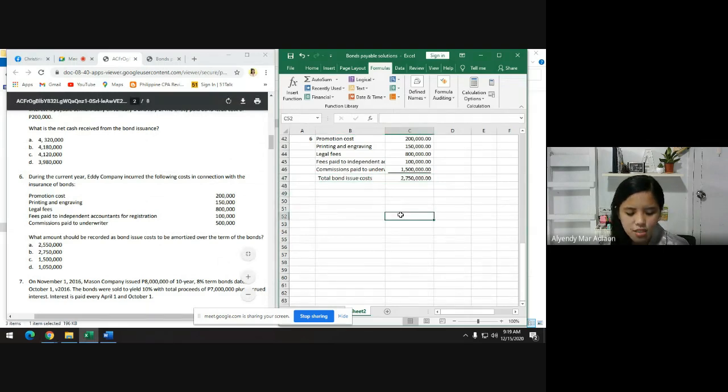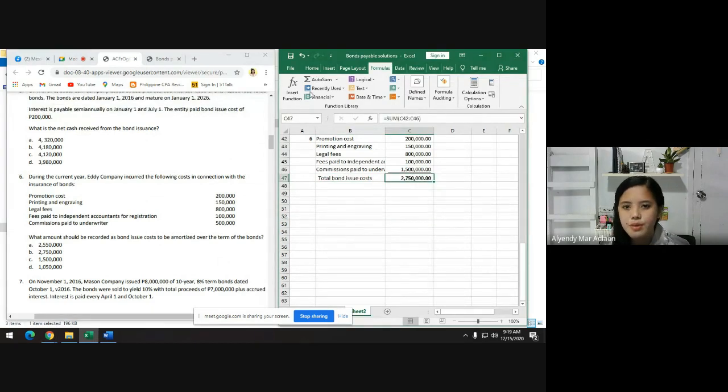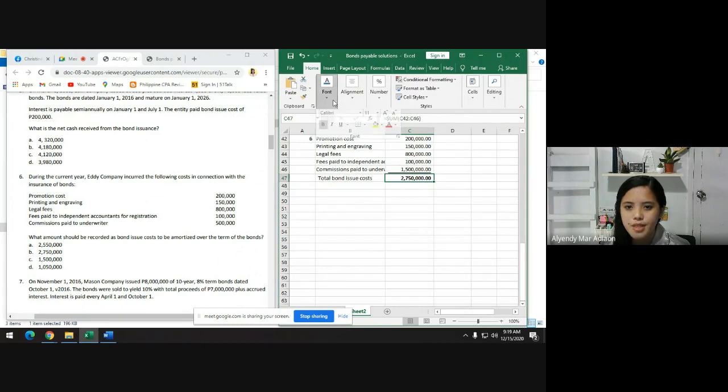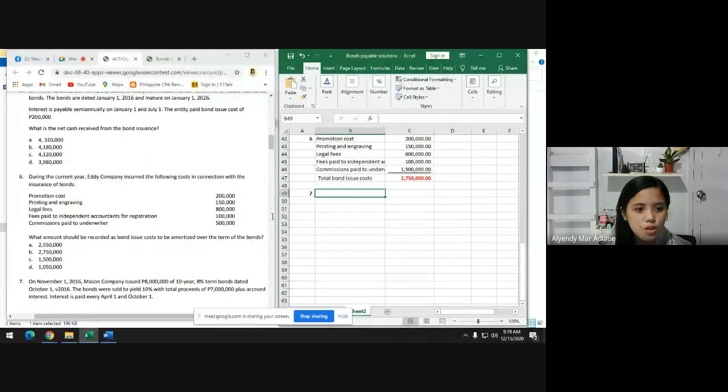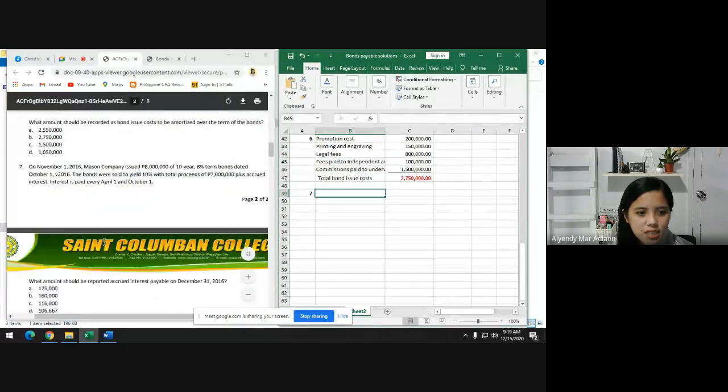Talagsara ni siya magawas. It is for you to know what are the examples of bond issue cost. Pero, if magawas ni sa exam, then, tira po. Okay, you just familiarize what are these bond issue costs. Okay, next, number 7.